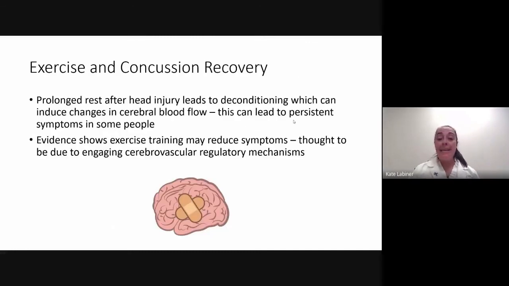So prolonged rest after head injuries can actually lead to deconditioning. Deconditioning can then induce changes in a negative way to your cerebral blood flow, which can lead to persistent symptoms in some people. Making a return to play, even if you aren't an athlete, is really important in getting people back to moving around and doing things, even when they may not feel 100% better. There's also evidence showing that exercise training can reduce symptoms, and this is something we hear clinically, that as you exercise, some kids will actually get resolution of their symptoms when they have them when they're not working out.